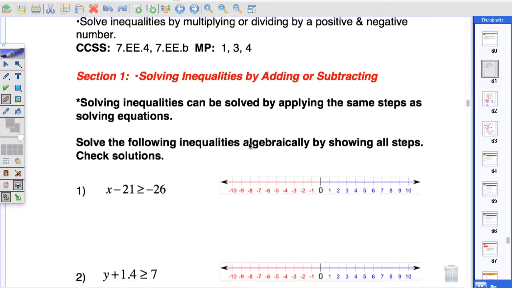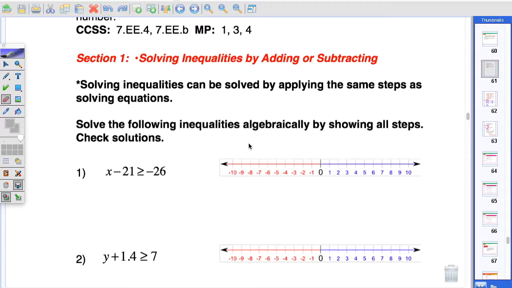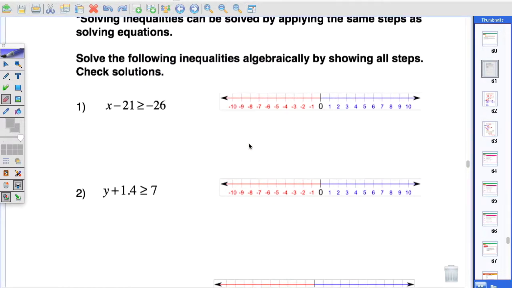Solving inequalities by adding and subtracting is the first section. It says inequalities can be solved by applying the same steps as solving equations. Solve the following inequalities algebraically by showing all steps. Check solutions. The first inequality says x minus 21 greater than or equal to negative 26. We want to find out what x is.